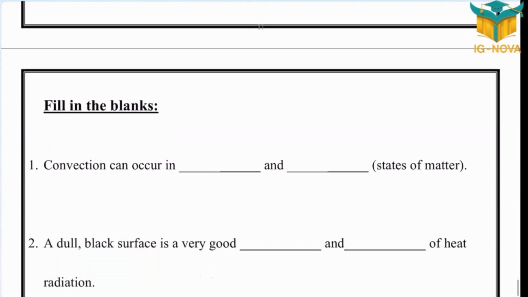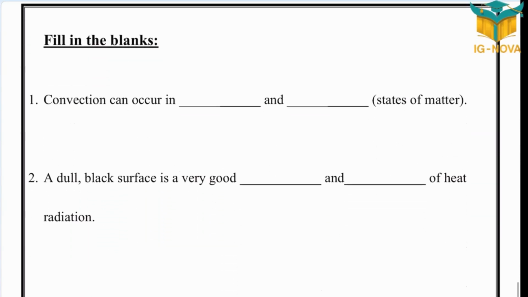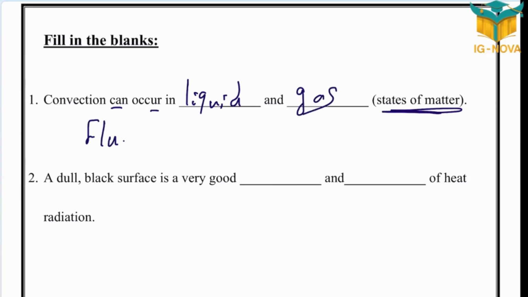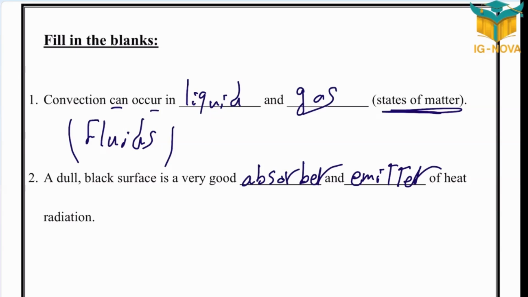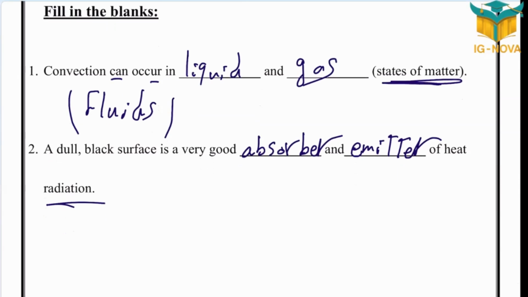For fill in the blanks, convection can occur in which states of matter? In liquid, surely liquid, and gas, which are called fluids. For two, a dull black surface is a very good absorber and emitter of heat radiation. And by this, we are done now with this worksheet.